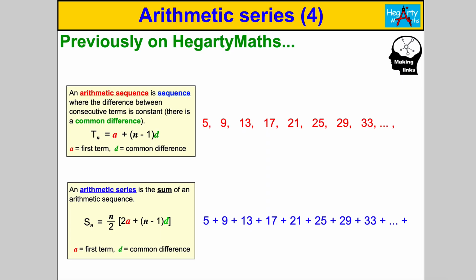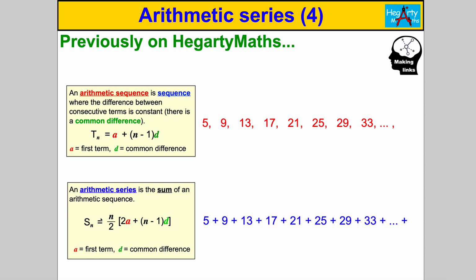Just to remind you of what we've done previously, we know how to work out the nth term of an arithmetic sequence or series, a plus n subtract 1 multiplied by d, and we also know how to work out the sum of the first n terms of an arithmetic series, given by this formula here: Sn is equal to n over 2 multiplied by 2a plus n subtract 1 multiplied by d, where a is the first term and d is the common difference.